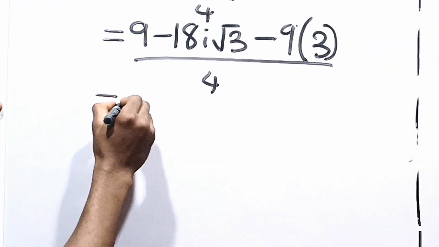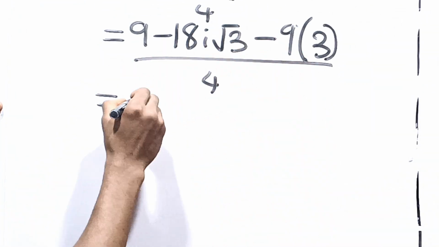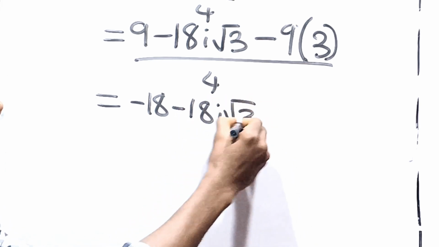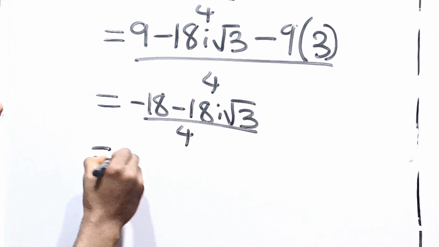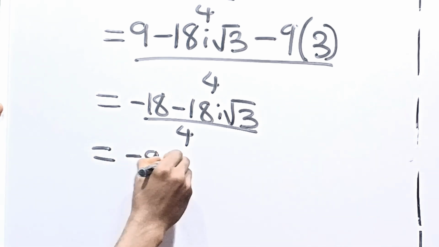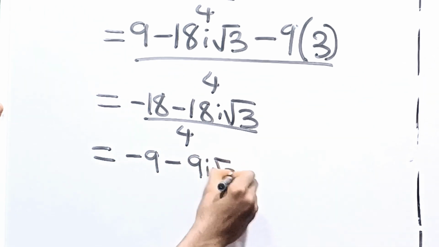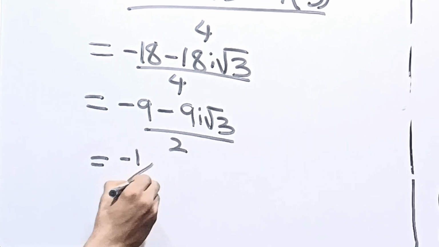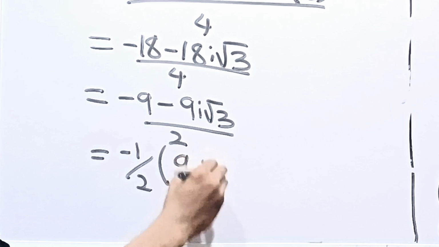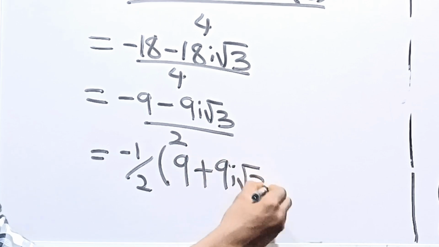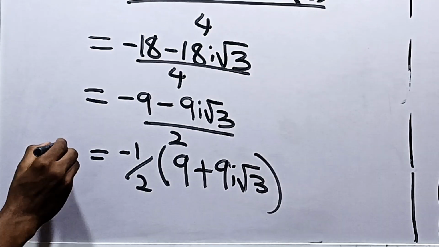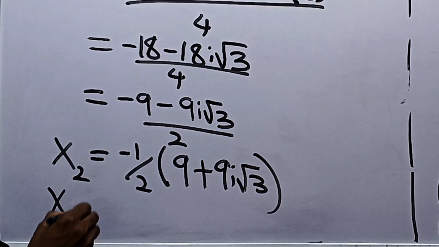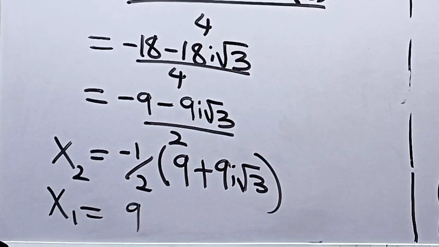So we have this equal to 9, and this is 27. 9 minus 27 is negative 18. So we have minus 18i root 3, all over 4. And this is equal to minus 9 minus 9i root 3 divided by 2. So this becomes equal to negative 1 over 2 into 9 plus 9i root 3. This is the second value for x, so we write x2. Recall that our x1 was equal to 9. And let's find the third value for x.